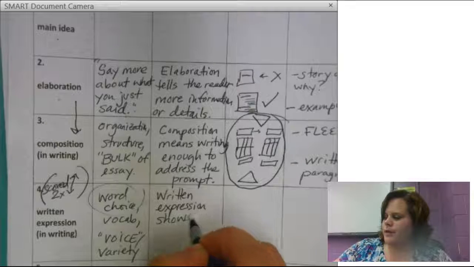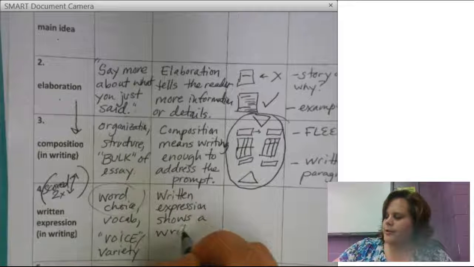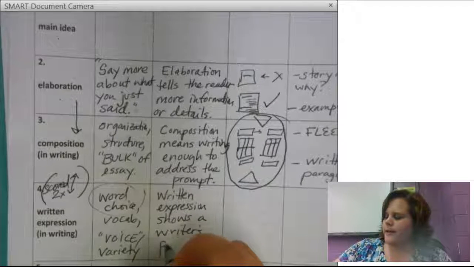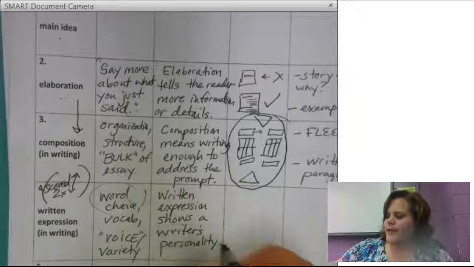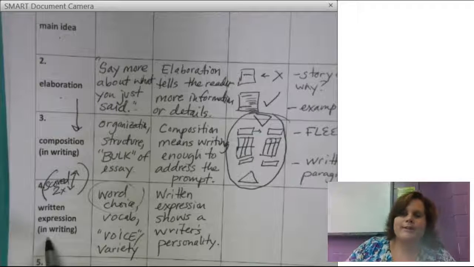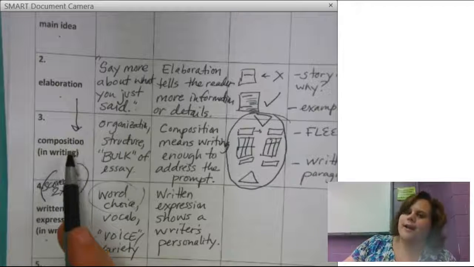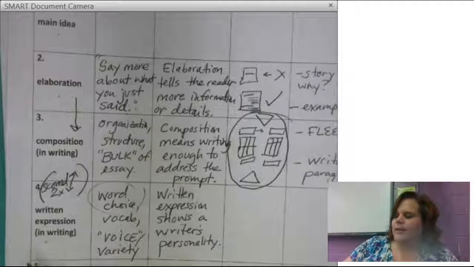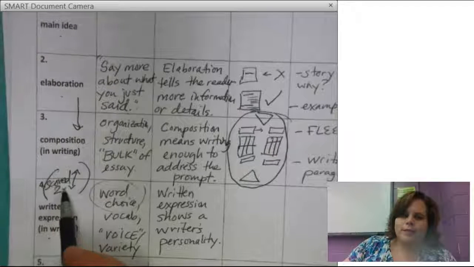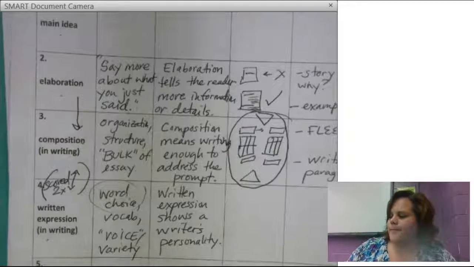shows a writer's personality. If you read something and it's boring, that's because written expression is low. It may say enough, the composition could be high, but the written expression is really low, then it gets really boring. These two go together, though, as one score.